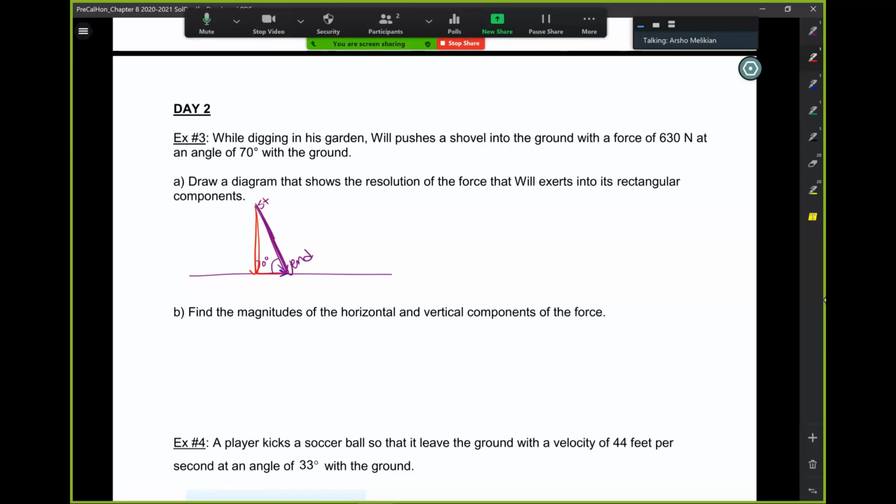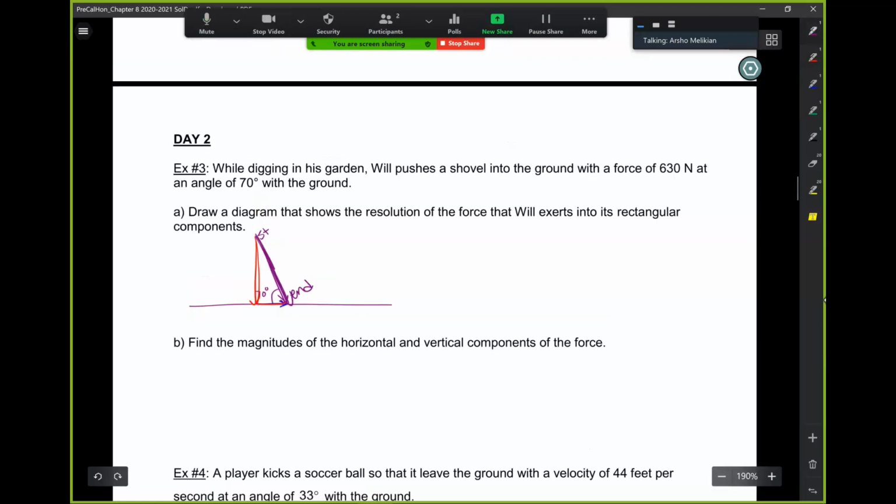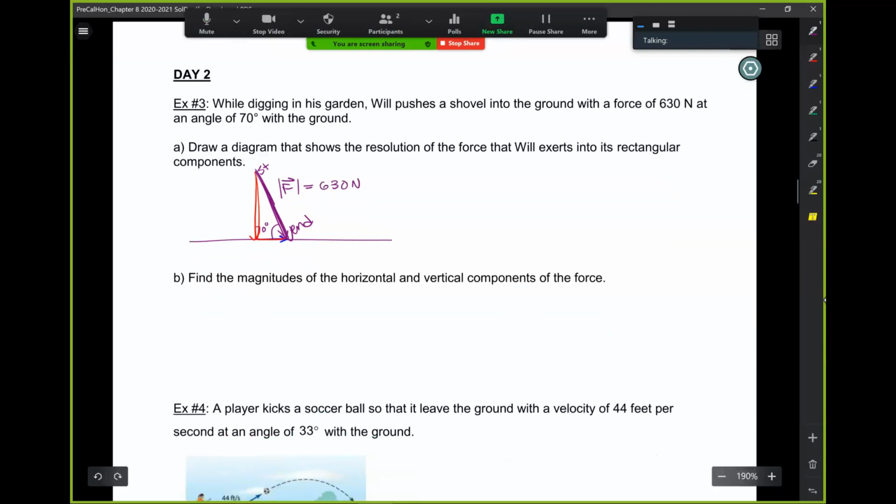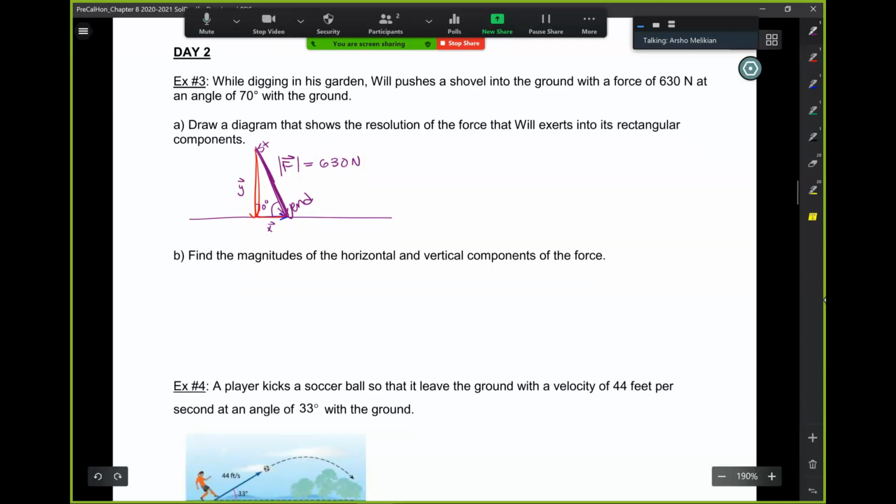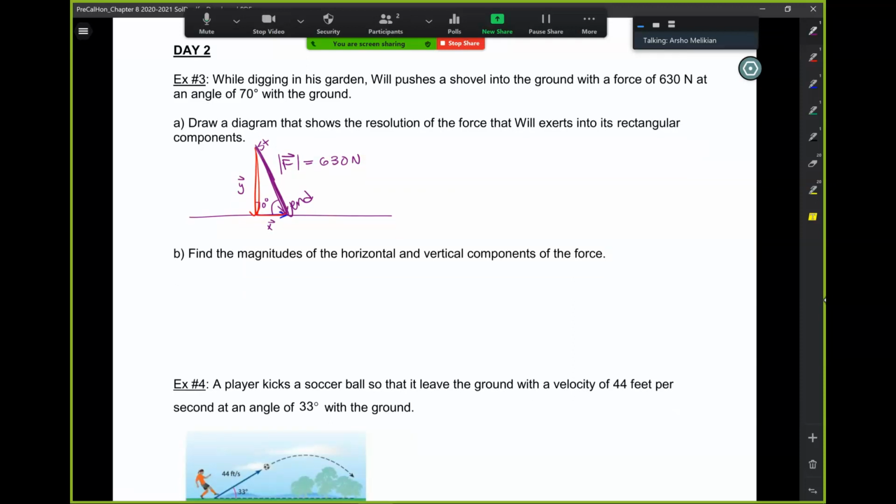Okay, so now let's label this. This is the force, and it is 630 newtons. This is the X component. This is the Y component. That's what you need if you want credit for this. If not, just do what you want. Okay? All right. Do we have to write start and end? No.